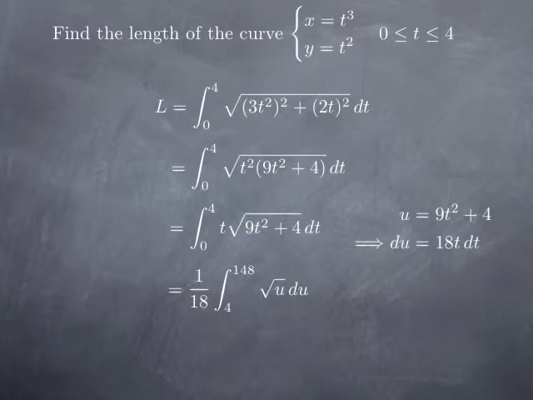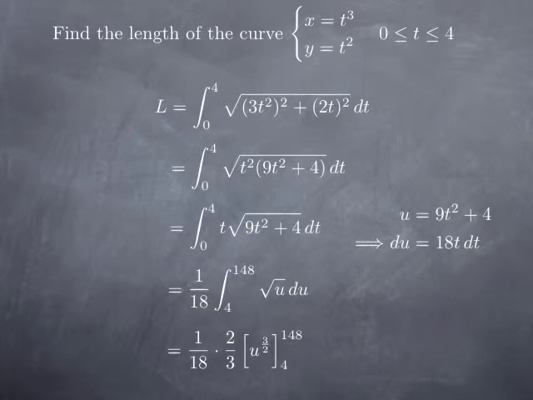To calculate this, we can use the fundamental theorem of calculus, because it's easy to get an antiderivative of square root of u. Square root of u is u to the 1/2. So using the power rule for antiderivatives, an antiderivative is u to the 3/2 over 3/2, so that is 2/3 of u to the 3/2, and therefore we get 1/18 multiplied by 2/3, and then we evaluate u to the 3/2 between 148 and 4.